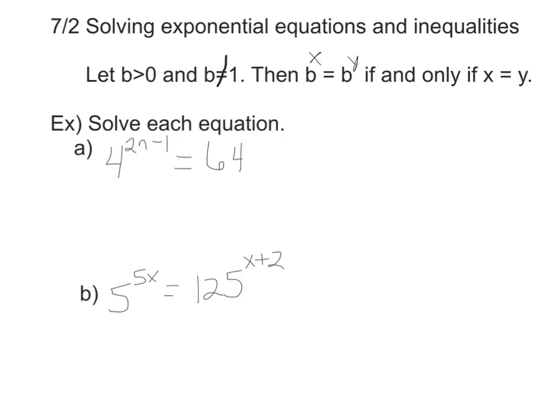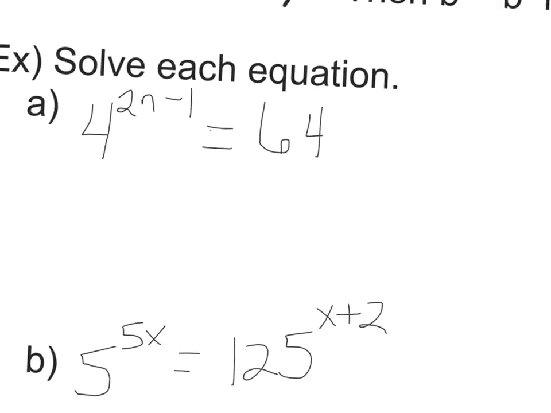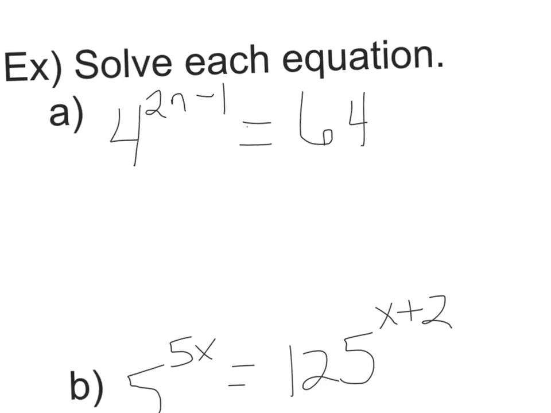Alright, so today we're talking about solving exponential equations and inequalities. We talked about this yesterday in class. If you let b be greater than 0 and b not equal to 1, then b to the x equals b to the y if and only if x equals y. So we start out by solving the equation 4 to the 2n minus 1 equals 64.